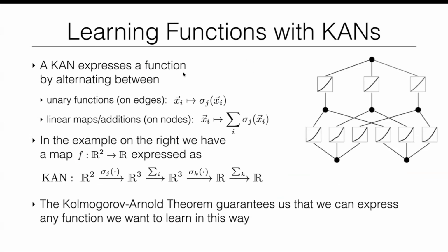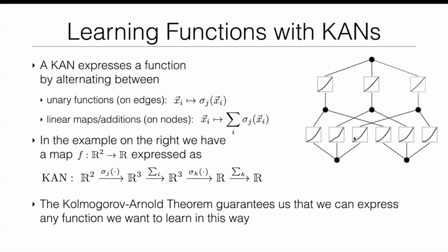So now instead of having linear maps or affine maps on the edges and nonlinear maps or unary maps on the nodes, we're doing more or less the opposite. Now we have unary functions on the edges, meaning I'm applying some function whose graph we are plotting here in the Kolmogorov-Arnold network. And on the nodes, we're essentially just summing up all the lines that come into this node. So now we have some linear map on the nodes and some nonlinear map on the edges. In the example here, we start with R to the 2.